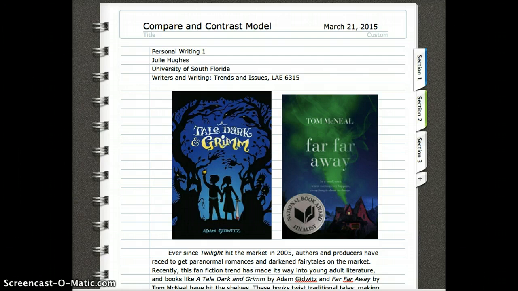by Tom McNeill. They are both recent books that have come out. Far, Far Away was actually a Sunshine State Reader from this year. And these take kind of the fairy tale genre and make them very dark, very gruesome, and especially Adam Gidwitz at times very gory. And so these are kind of appealing to our young adult readers.